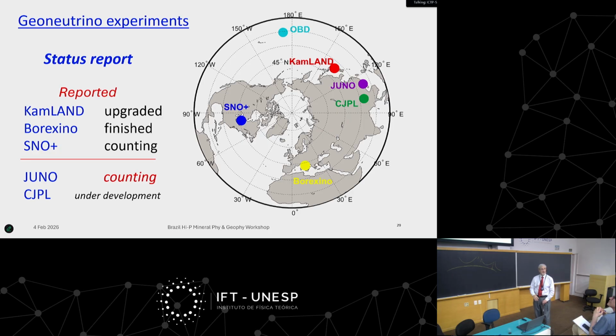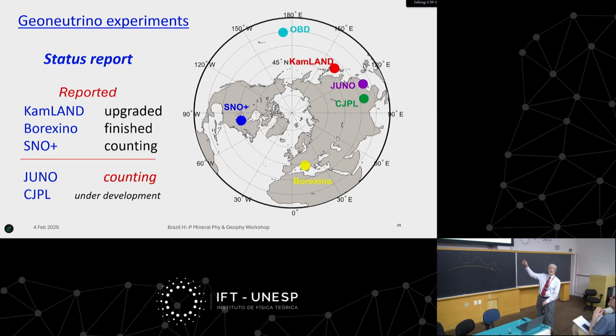So the Japanese experiment was the first to get online. We have 20 years of data from that. The Italian experiment, Borexino, is finished. The SNO Plus experiment in Canada is counting. It's been counting for 3 years. It actually came out in November with its latest value. We're really excited. I'll show you that data point. And the Juno experiment just started counting.